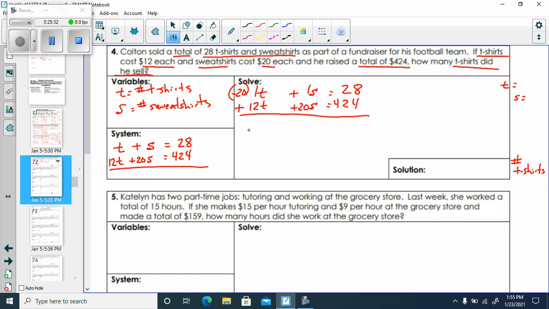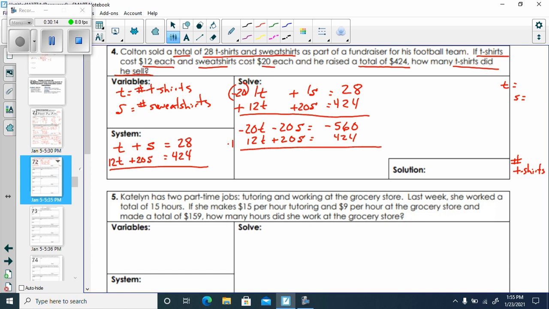If I do that, I've got -20t, and -20 times S would be -20S would be equal to, what's -20 times 28? -560, right? Then let's just bring this equation down here. 12t plus 20s equals 424.